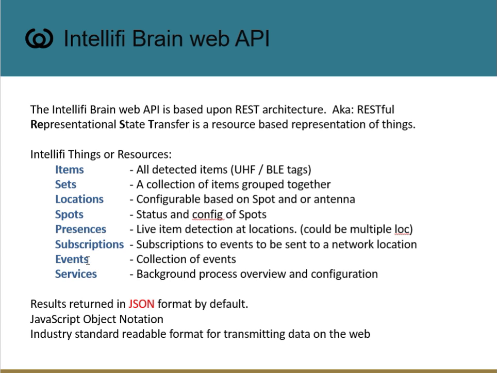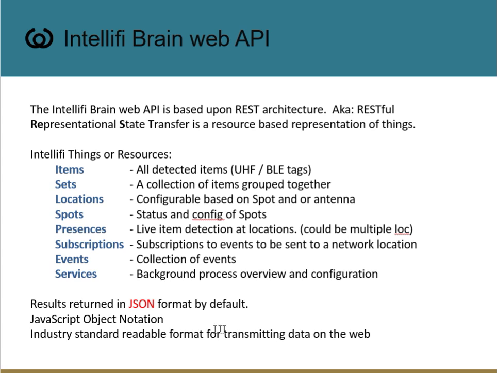We have events, which can be all kinds of things. It can be a move. It could be a proximity change, a create or delete. Then we have services. And as I mentioned before, all of the data that's coming back is in an industry standard format called JSON. And JSON is JavaScript Object Notation.